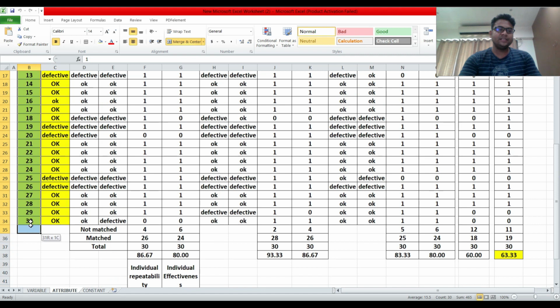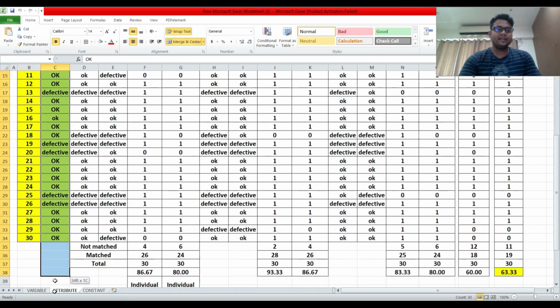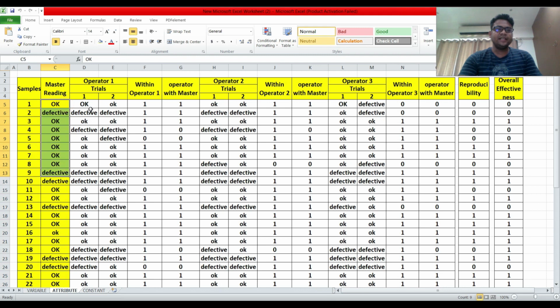Here you are seeing that there are 30 samples and their master reading. Their master reading is already written here. So these are the master reading, and here there are trials of operators. So here I have taken 2 trials.